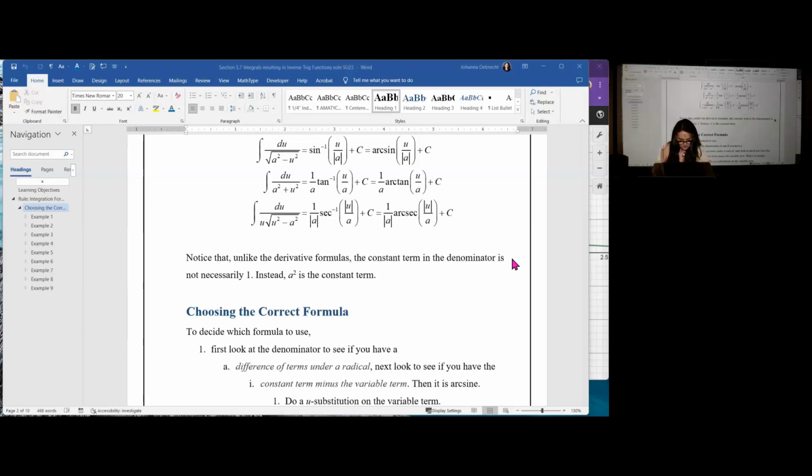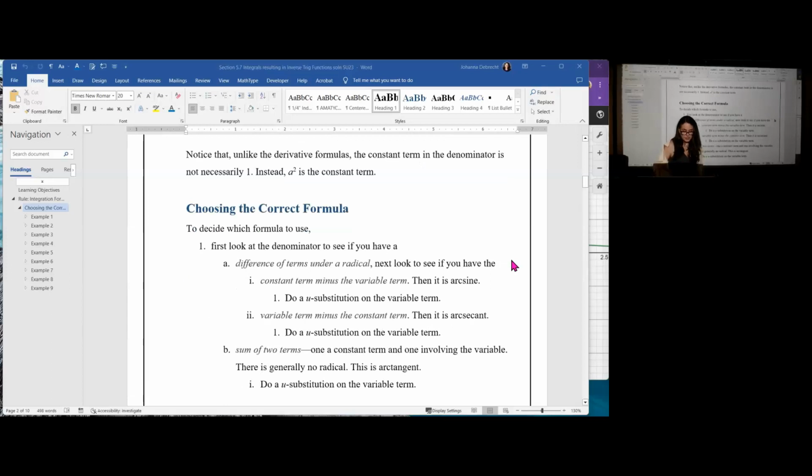Let's say that we first noticed that we had a difference of terms. Then we look to see whether it's the constant term minus the variable term or the variable term minus the constant term. This separates arcsine and arcsecant. Remember that arcsine is constant minus variable, and arcsecant is variable minus constant. Make sure that you know which one you have. Then we'll do a u substitution on the variable term, letting u be the square root, the principal root, of that variable term.